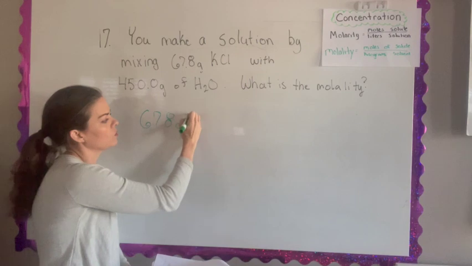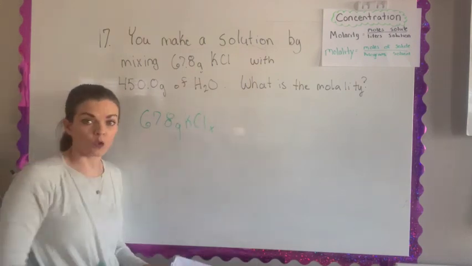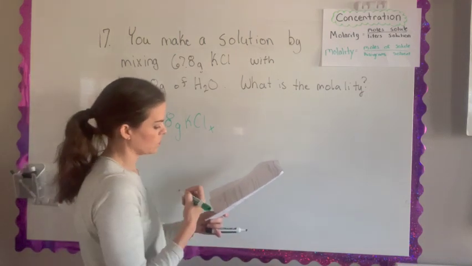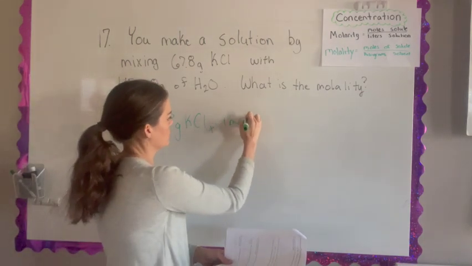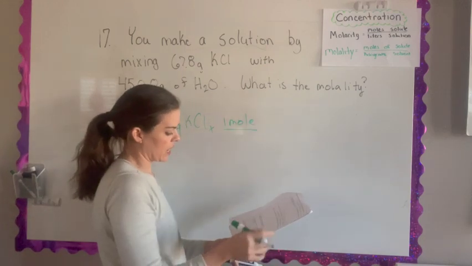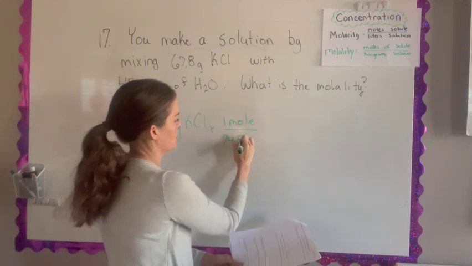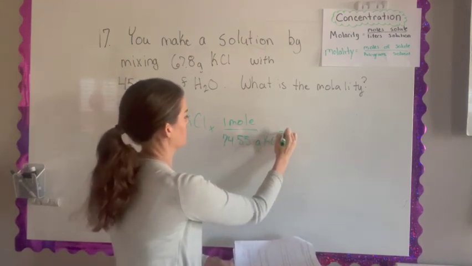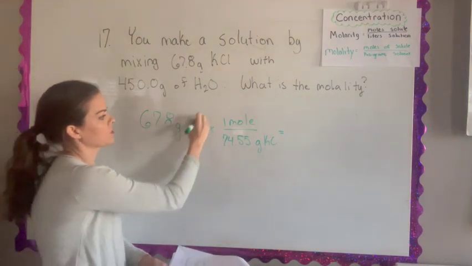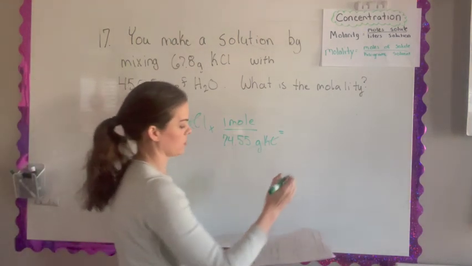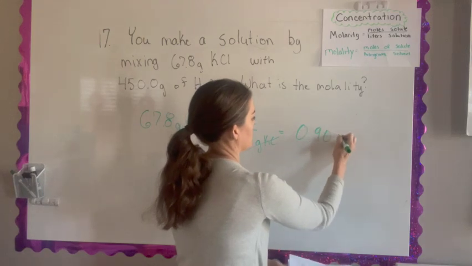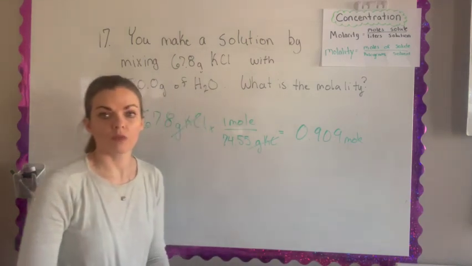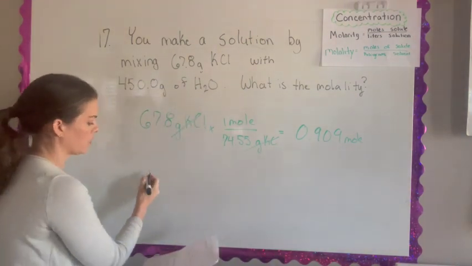67.8 grams. I feel like we have done these grams to moles, moles to grams calculations so many times over the last few weeks. So 1 mole, I add up a potassium and I add up a chlorine, 74.55 grams. And so grams cancel out and I am left with 0.909 moles. So now I'm going to take that and put it into my molality equation.